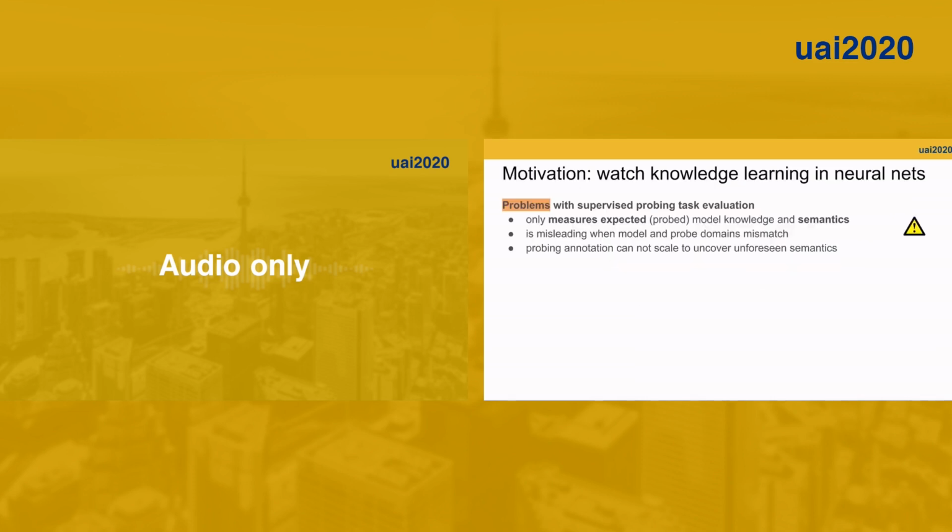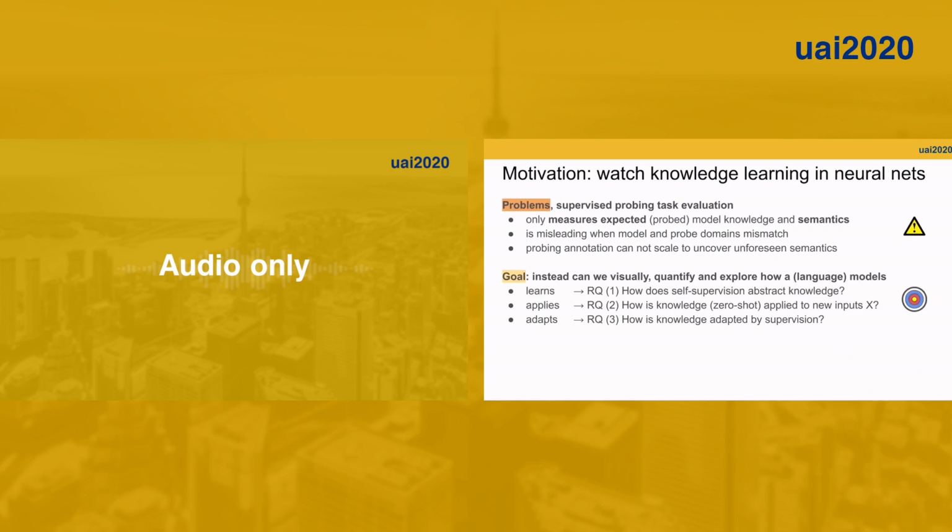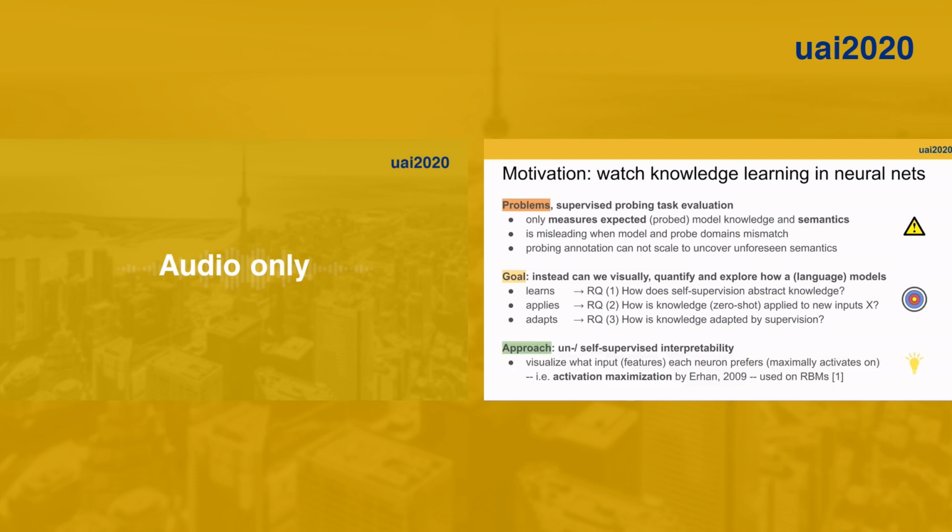Our motivation for this is quite simply to watch neural networks learn knowledge. The typical problems with supervised probing task evaluation are that they only measure expected knowledge semantics, and that they require manual annotation and thus cannot scale to uncover unforeseen semantics. So our goal here is to instead ask: can we visually quantify and explore how language models learn knowledge during self-supervision, apply knowledge in a zero-shot fashion to new domain data, or adapt knowledge via supervised labels?